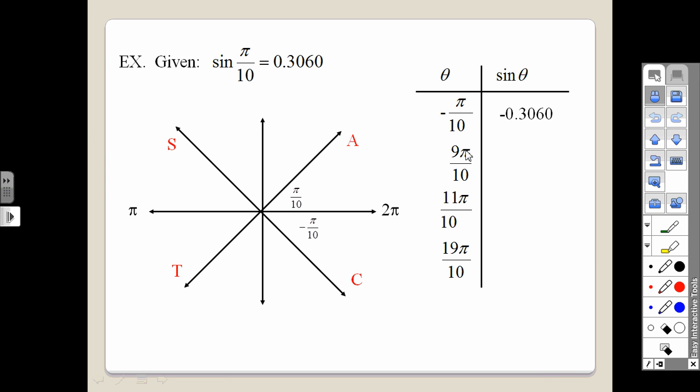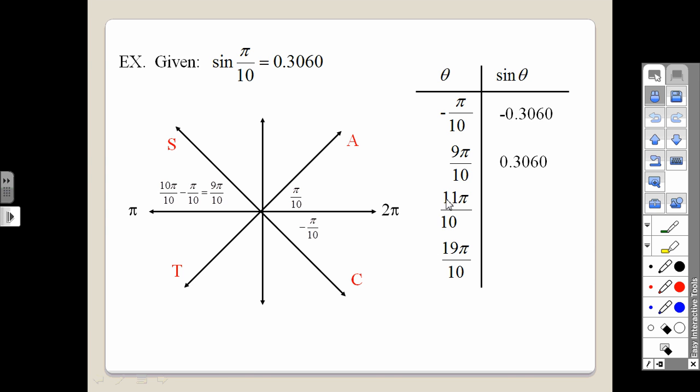Okay, so 9 pi over 10, what you have to think of is that's just a little less than 10 pi over 10. And 10 pi over 10 is pi. So it's like taking pi and subtracting your theta, which puts you right here into the second quadrant. In the second quadrant, sine is positive. That means we have a positive 0.306.